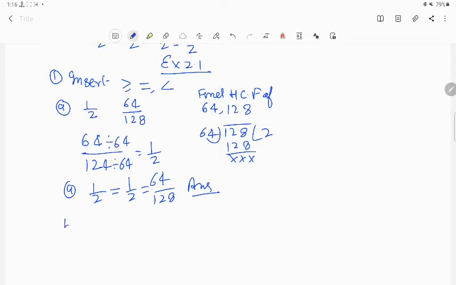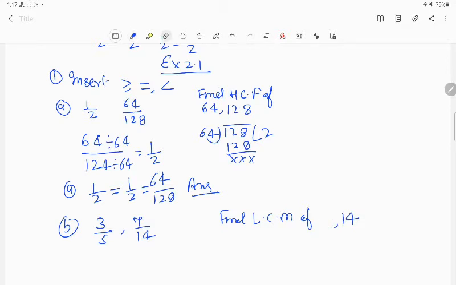Part B: there are given 3 by 5 and 7 by 14, which is greater? You compare these fractions by converting the given fractions into like fractions. So convert it: find the LCM of 5 and 14.